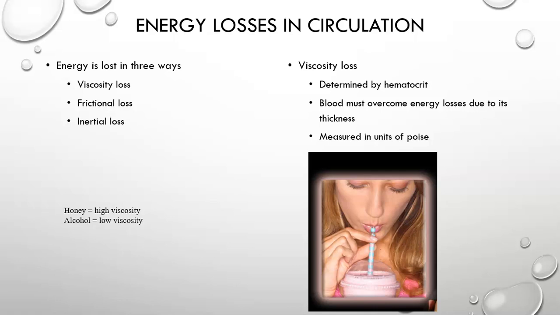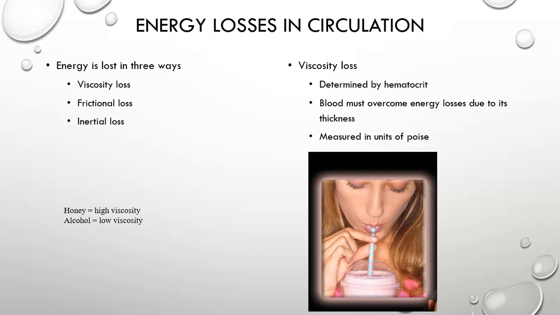Viscosity loss is determined in blood by the hematocrit, and so the blood must overcome energy losses due to its thickness. Again, viscosity is measured in units of poise. You can think of honey as a liquid with a very high viscosity, and water or alcohol as a very low viscosity liquid.